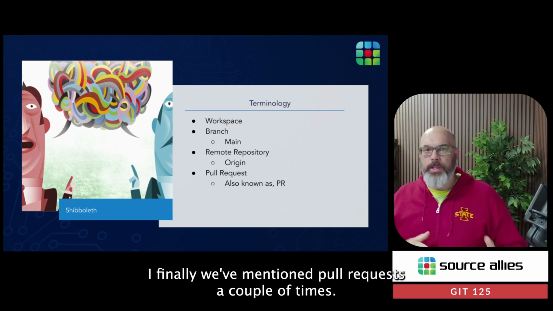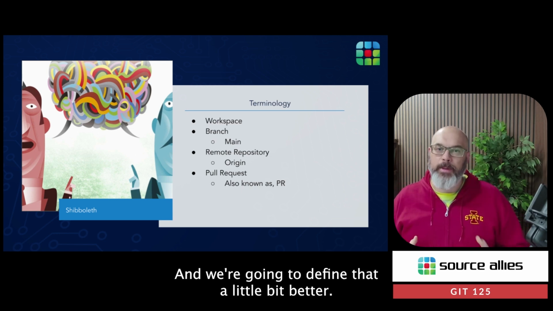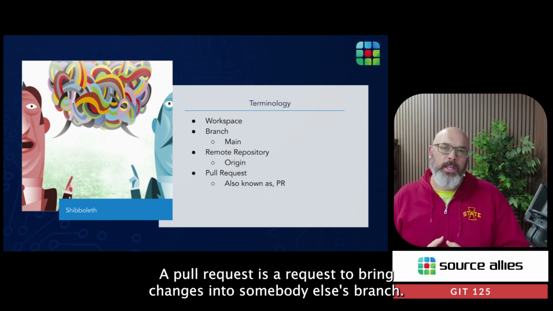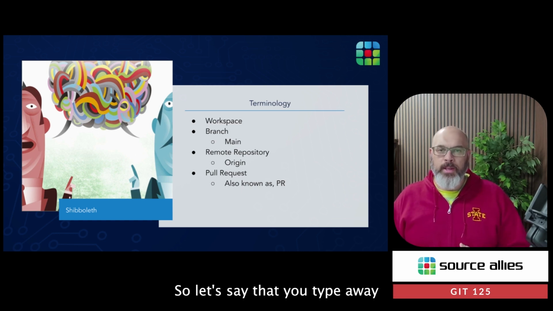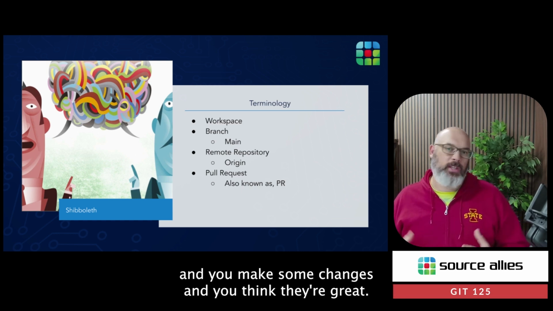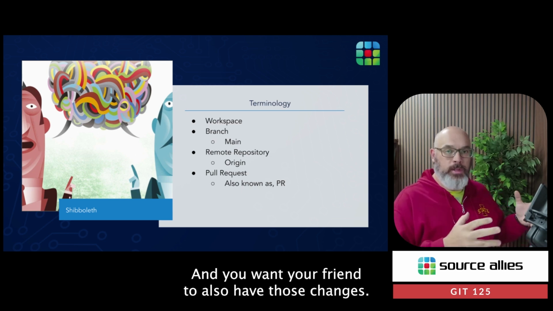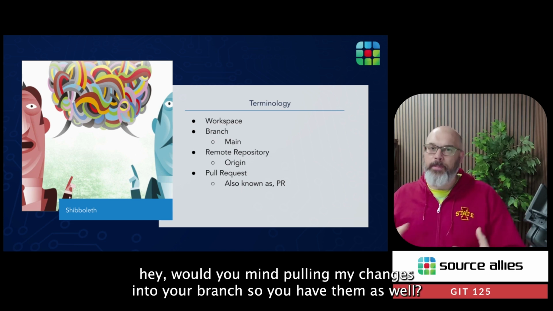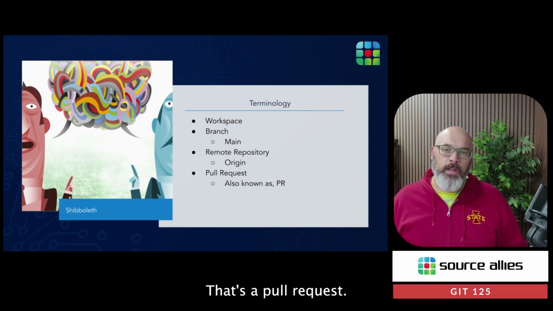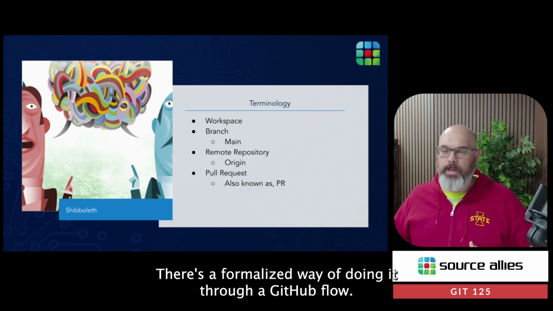Finally, we've mentioned pull requests a couple of times. We're going to define that a little bit better. A pull request is a request to bring changes into somebody else's branch. So let's say that you type away and you make some changes and you think they're great, and you want your friend to also have those changes. You tell your friend, hey, would you mind pulling my changes into your branch so you have them as well? That's a pull request. There's a formalized way of doing it through a GitHub flow.